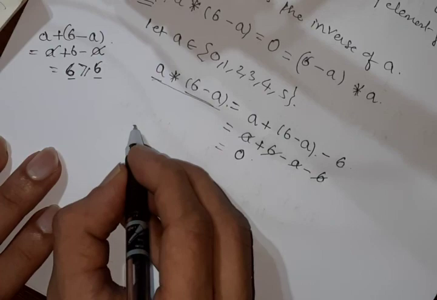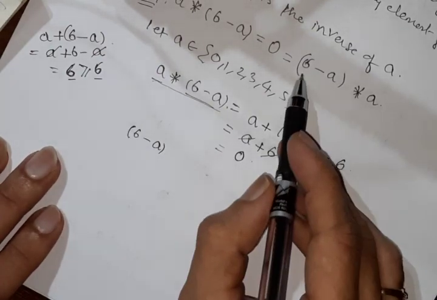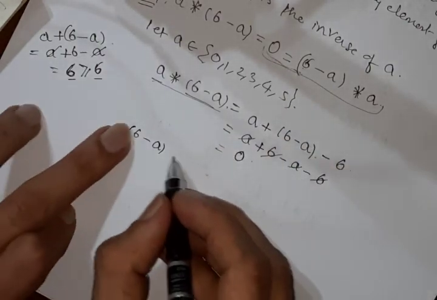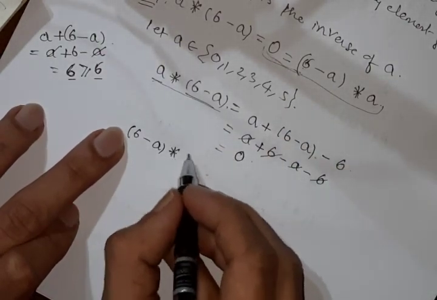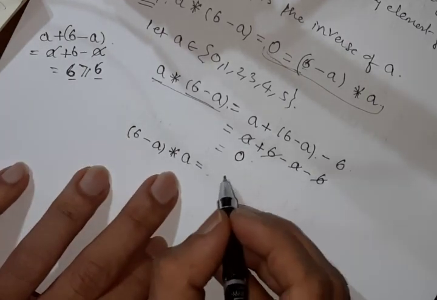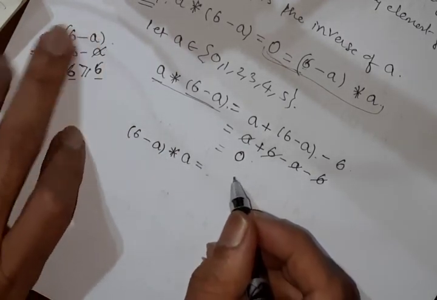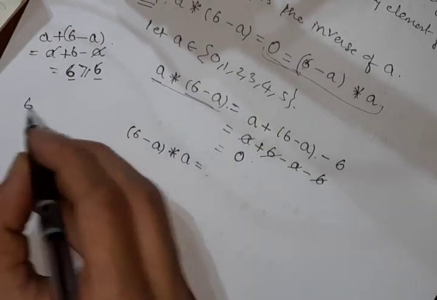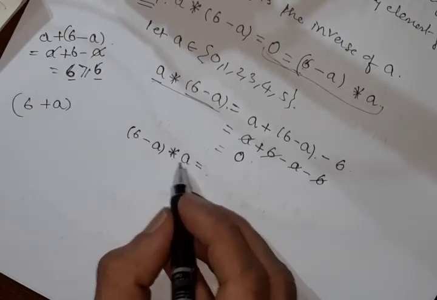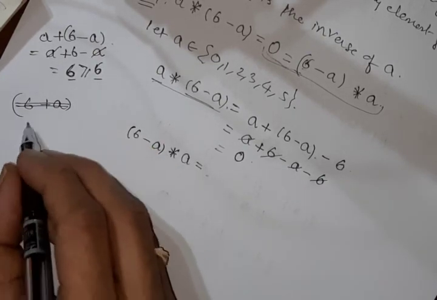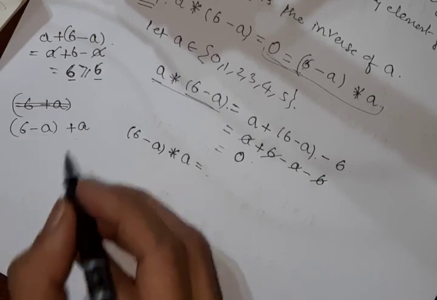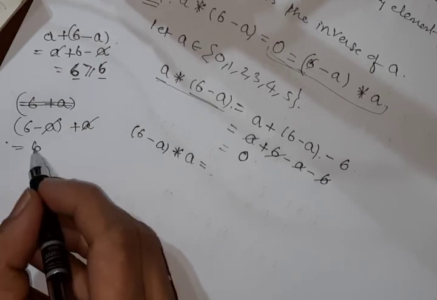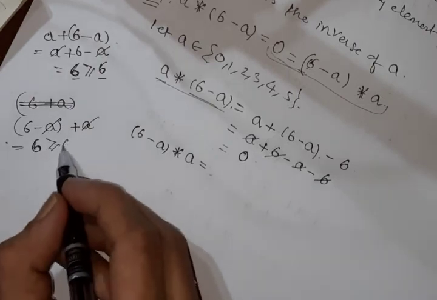Now if we check the other equation, that is this, it should be equal to 0: 6 minus a star a. Again by this same thing, you have to check the sum. So 6 minus a plus a. Minus a and a will get cancelled, so you will get 6, which is greater than or equal to 6.